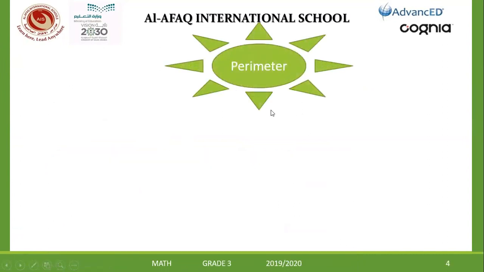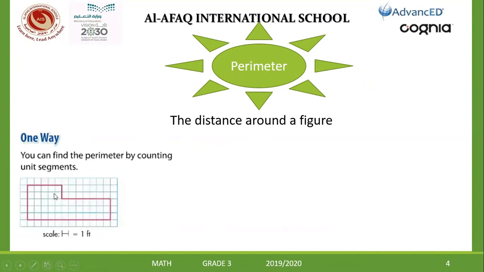First, we have to know the meaning of the perimeter. It is the distance around a figure. So if I have this figure drawn on a grid, we are going to count all the unit segments that are making this figure to get the perimeter. Count with me here to find the perimeter of this shape.